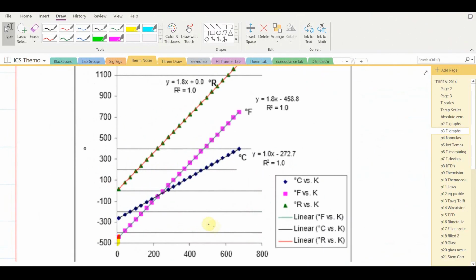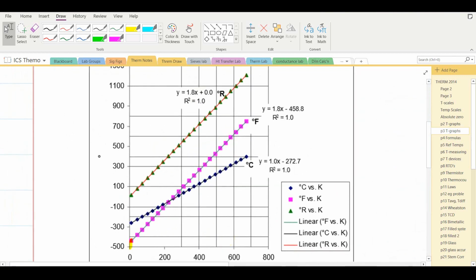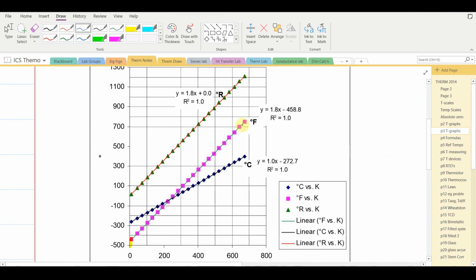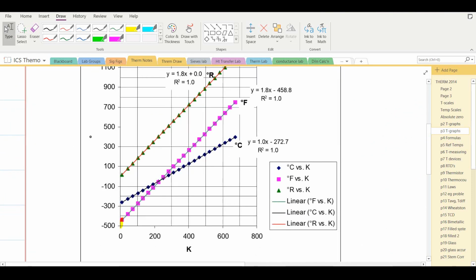On page 3, I have another plot. This time we have Rankin and Fahrenheit and Celsius, their values on the y-axis versus Kelvin on the x-axis. And again, it's easy to see that Fahrenheit and Rankin are running parallel to each other. That is, every Rankin temperature is simply 460 degrees greater than the corresponding Fahrenheit temperature. And again, we can see the slope difference, that the Fahrenheit and Rankin scales are more sensitive, more exaggerated by a factor of 1.8 times compared to the Celsius scale.